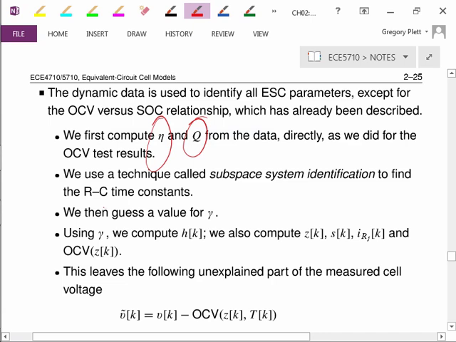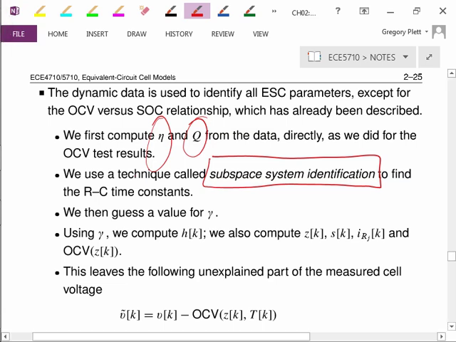And so if I have scaled the dynamic test to reflect what I would expect in the application, then this Coulombic efficiency that we get here is probably a better value to use in your model than the one we got in the previous steps. But I needed to still compute it in the previous steps to get open circuit voltage curves correctly. Once I have those, I use a technique called subspace system identification to find the resistor capacitor time constants.